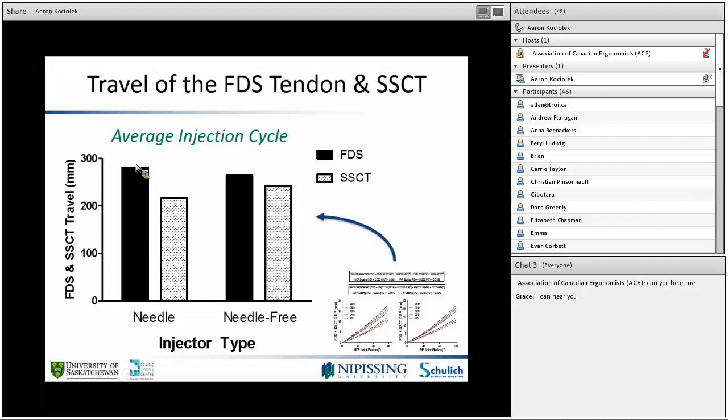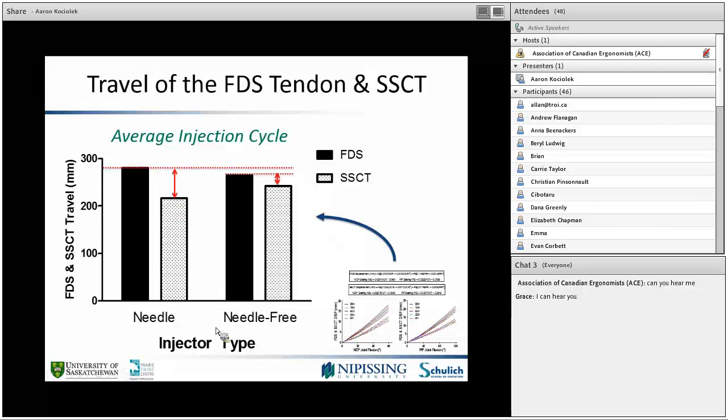And as you can see, for the conventional needle injector, there was slightly greater tendon travel as predicted by my model compared to the needle-free injector. So this might imply a little bit more potential for shear based on this one measure alone. I should mention that measuring tendon travel has been done in the past and is not in itself necessarily a new idea. But what my model added was the ability to also measure the cumulative travel of the surrounding tendon sheath. So that would be these bars right here that have this spotted pattern.